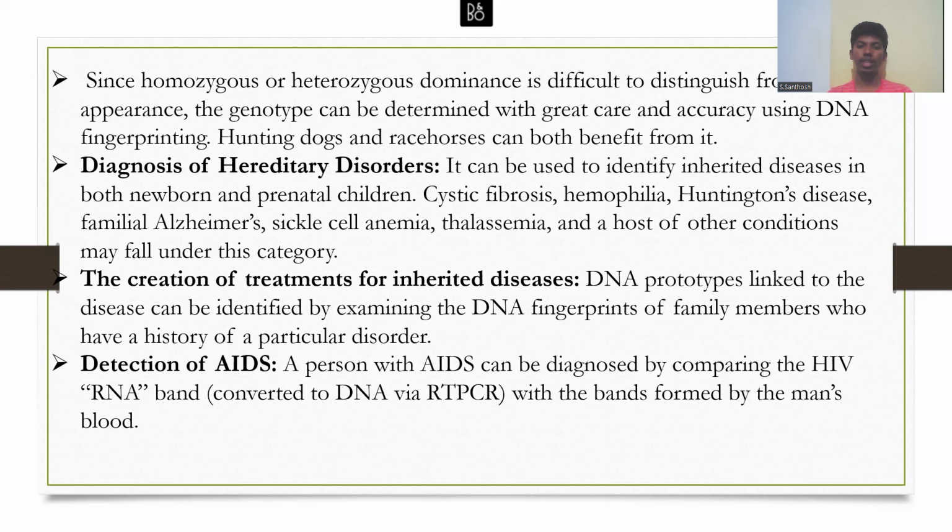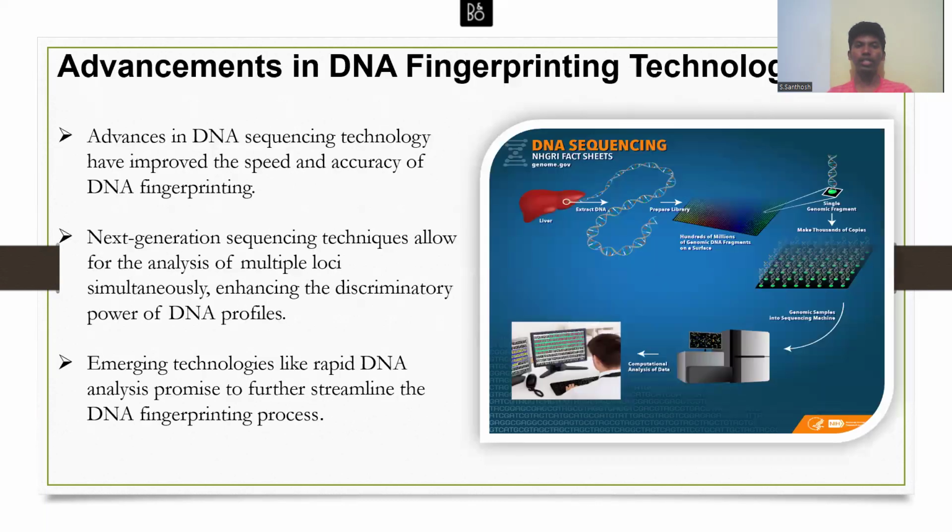Detection of AIDS. A person with AIDS can be diagnosed by comparing the HIV RNA band with the bands found in the person's blood. So these are the applications of DNA fingerprinting. Now let's see the advancements in fingerprinting technology. Advances in DNA sequencing technology have improved the speed and accuracy of DNA fingerprinting. Next generation sequencing techniques allow for the analysis of multiple loci simultaneously, enhancing the discriminatory power of DNA profiles. Emerging technology like rapid DNA analysis promises to further streamline the DNA fingerprinting process. So these are the advancements in DNA fingerprinting.